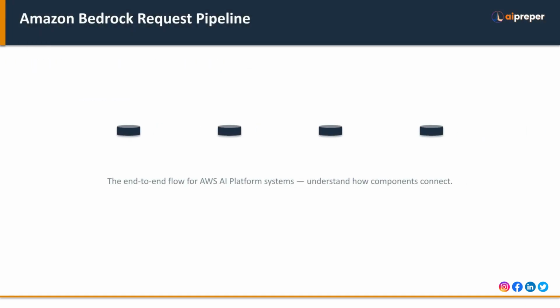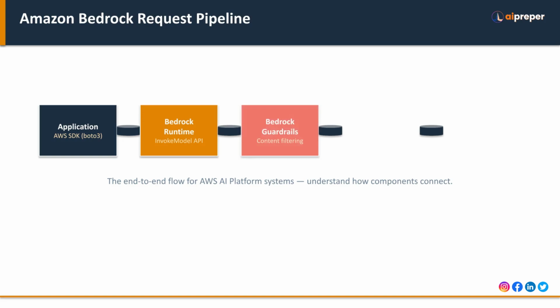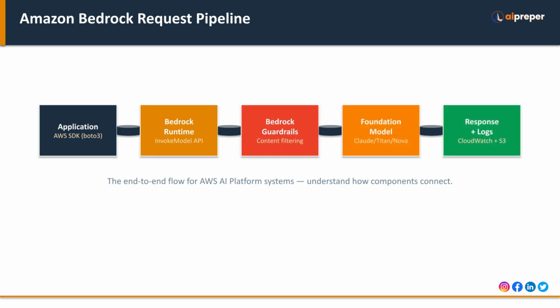This diagram illustrates the Amazon Bedrock request pipeline, an end-to-end flow for AWS AI platform systems. It starts with the application using the AWS SDK, moves through the Bedrock runtime and guardrails, reaches the foundation model, and concludes with a response and logs.